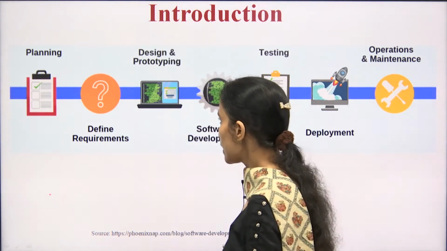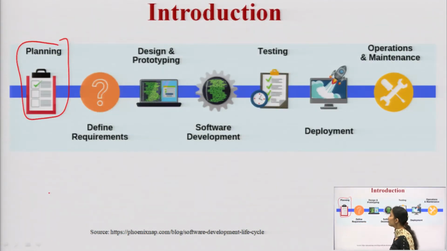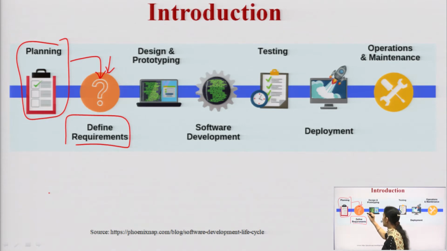As I said, in SDLC we started with planning: what information we expect from our software, and for which information we are going to develop the software. From this planning we gather all the requirements and define them. Here we make a standard document known as SRS, which stands for Software Requirement Specification. Then we move towards design and prototyping.